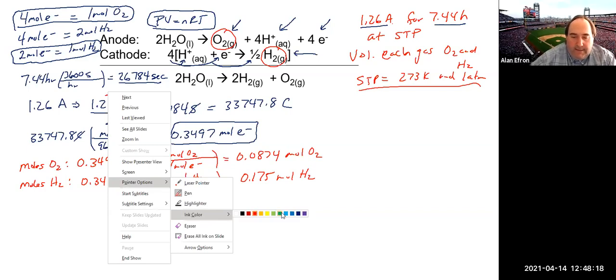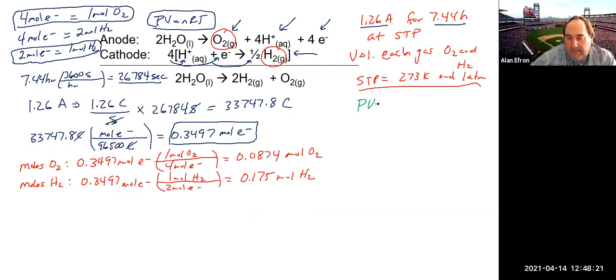All right, well, now that we have that, we know we've got to do a little PV equals nRT action here. We know our temperature is 273 Kelvin. We know our pressure is 1 atmosphere. So we have pressure, we have temperature, R is a constant, and now we have n for everybody. We could use the ideal gas law here to solve for the volume of O2. That would be nRT over P.